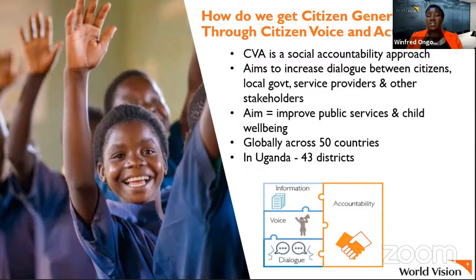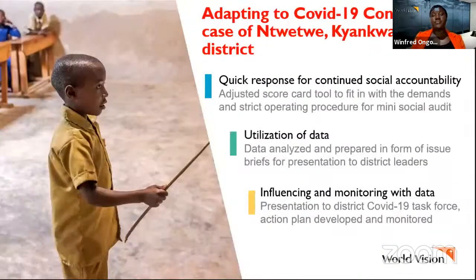So the overall goal is to first ensure that the communities have the right information. This will include policies, laws, their roles and responsibilities. And with that, they'll then have a voice to be able to speak up for themselves and be ready to have a dialogue with their respective duty bearers, local government, or the service providers, and then they are ready to lead us into accountability. So I'll share with you a case of Ntwetwe, which is a sub-county in Chankwanzi district in Uganda, and how we've been able to adapt to COVID-19.